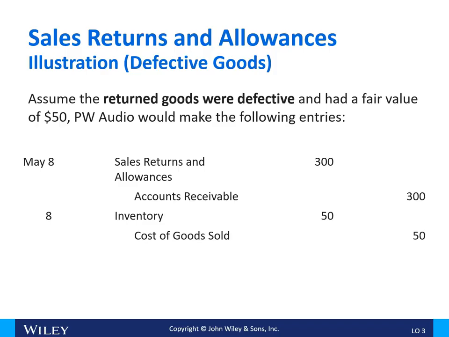Inventory, we have inventory back in our stock, but it's defective, so it's not worth the $140 that we saw before. It's only worth $50, so we're going to put it in inventory at $50 and credit cost of goods sold for that $50. Okay, so that's the difference between a defective good and a non-defective good on a return.